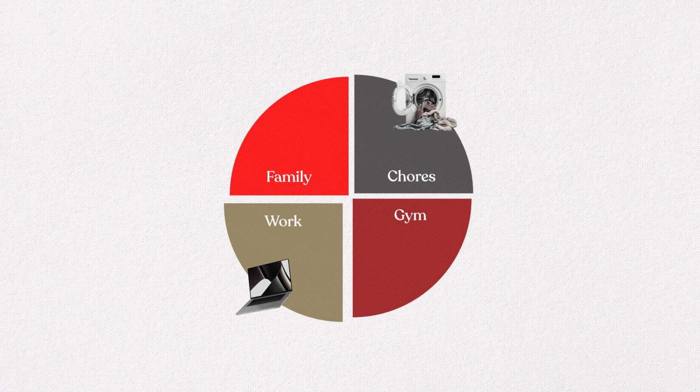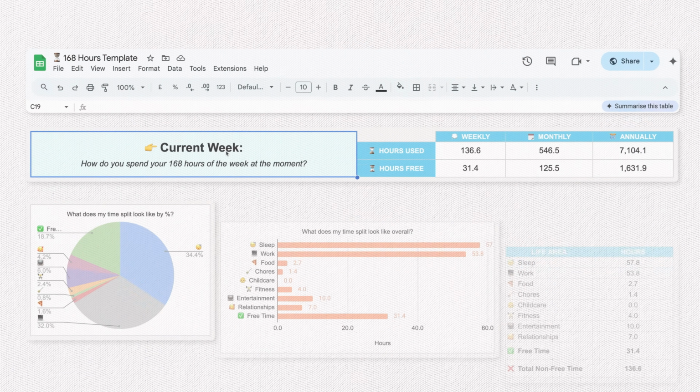All right, so how the hell do you make time for everything? This is the question that has been plaguing philosophers and productivity bros since the dawn of time. And in this video, I would like to present to you one way to answer that question, which is this spreadsheet. It's called 168 hours because there are 168 hours in every week.